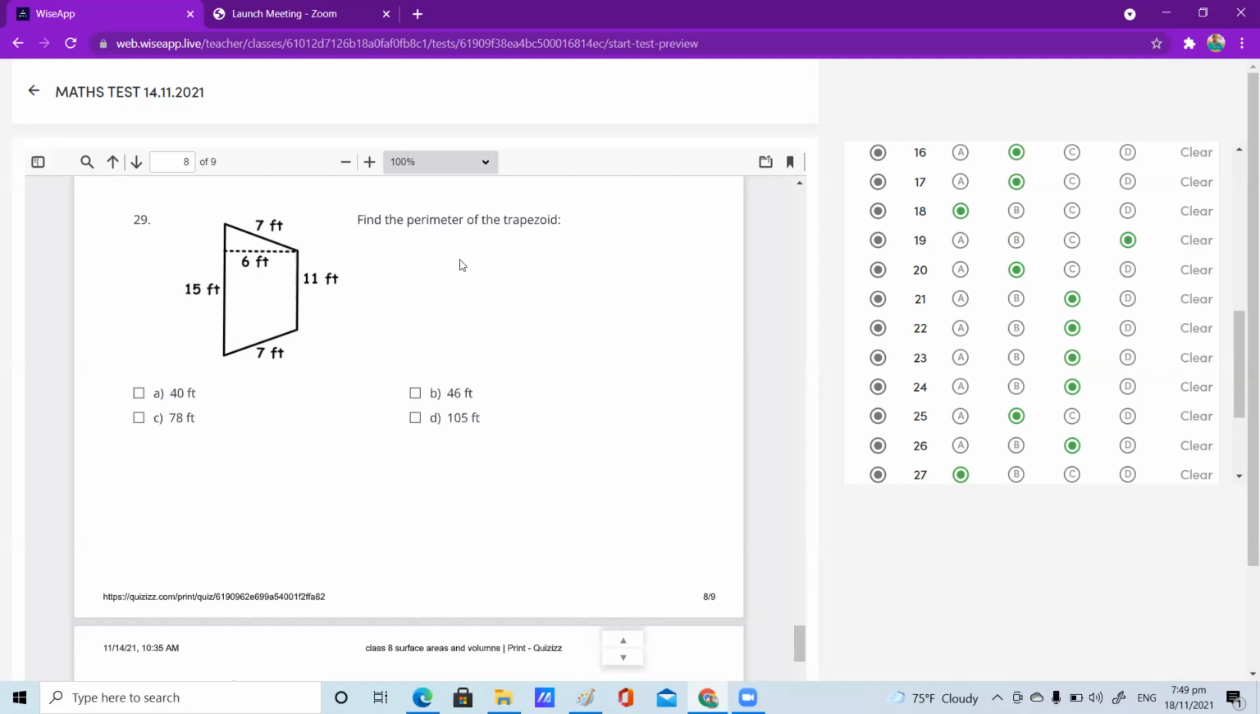We are not using 7 feet here. Don't get confused. What are the parallel sides? You just check it: 15 and 11. The sum of 15 and 11 is 26. 26 by 2 is 13. 13 into 6 is 78. Ma'am, it shows the E1 is the correct answer.